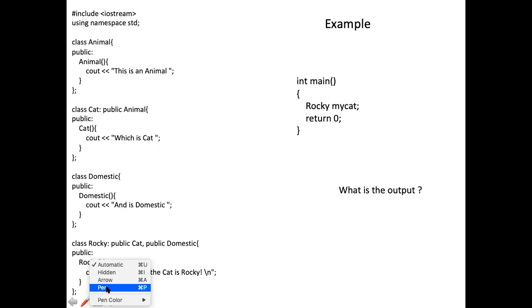In the main program, you're declaring an object of the type Rocky, which is, let's say, my cat is the object. So if this is the case, then what should happen? I mean, what should be the outcome in this particular case? Anyone?